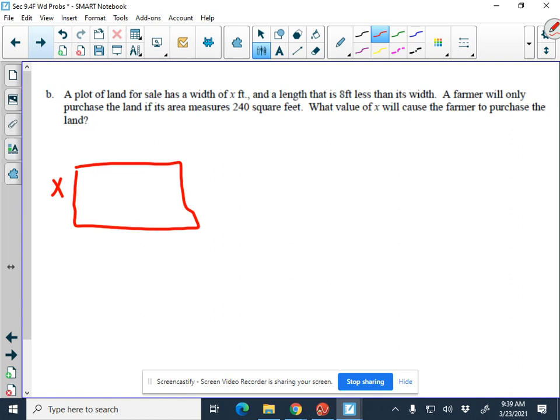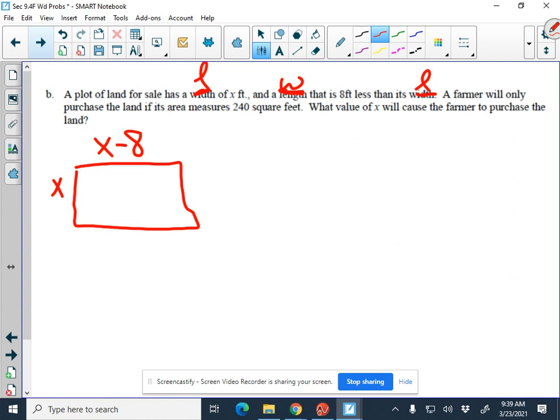So what should this be, though? Read what it says. X minus 8. Doesn't make sense. That's not going to be longer, it's going to be shorter. So technically, length and width. Length is always the longer side. So it really should have been, it has a length of X feet and a width that is 8 feet less than its length. But whatever.